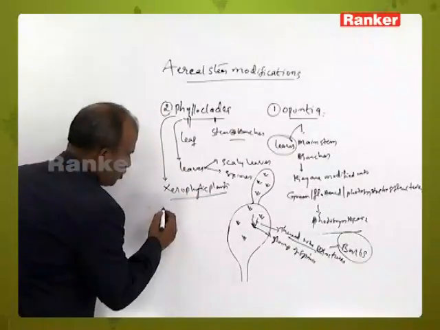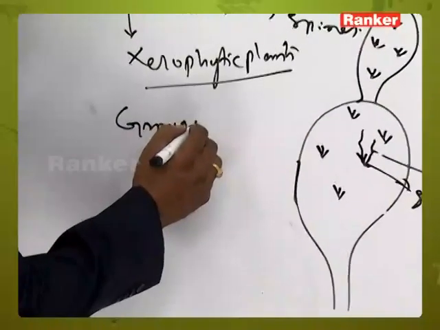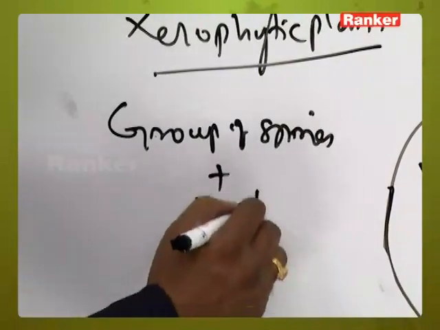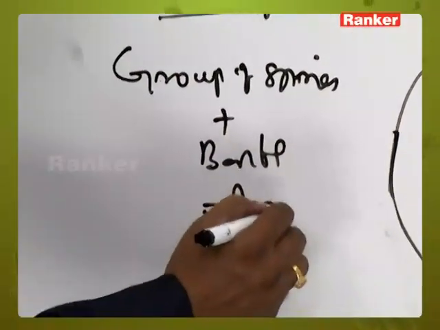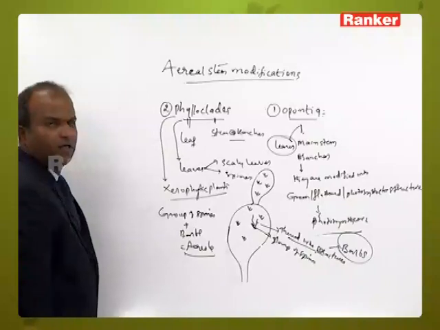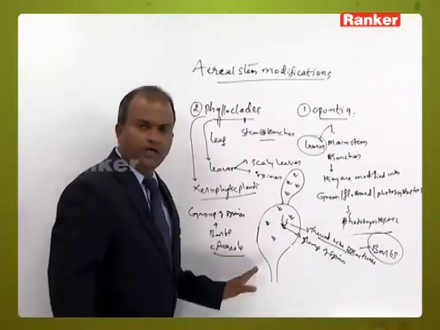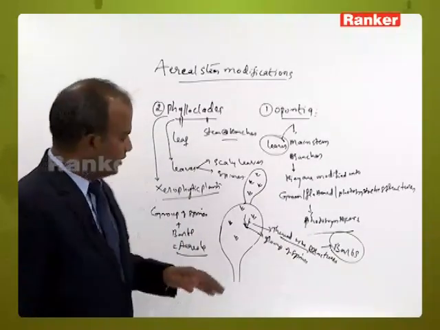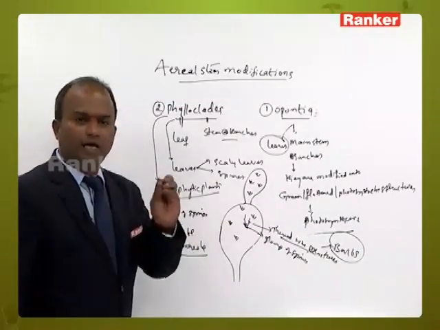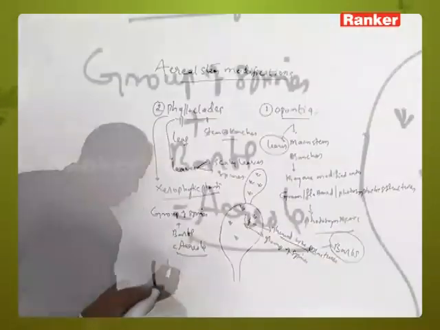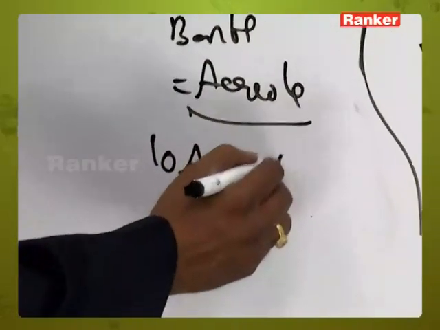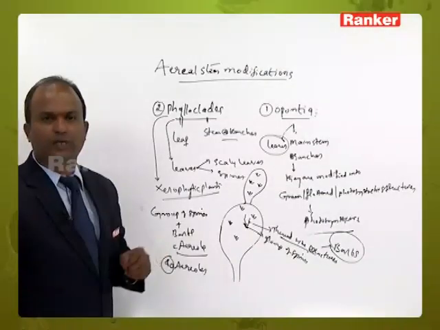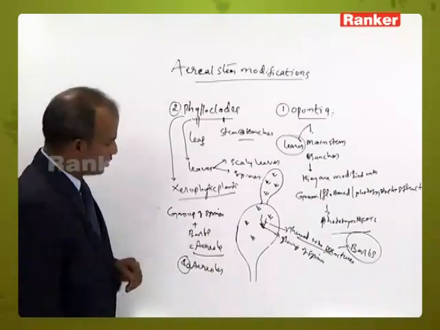That means a group of spines plus barbs is equal to an areole. If this Opuntia shows 10 areoles, it shows 10 nodes only.